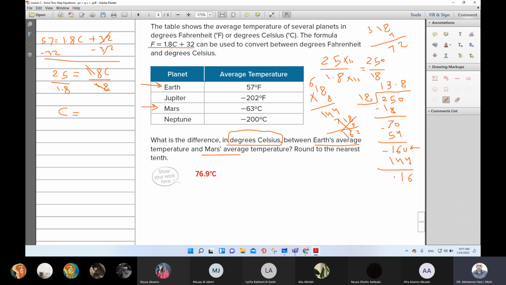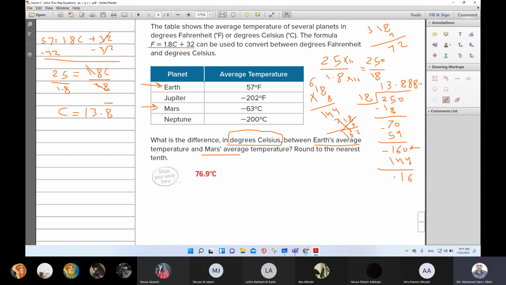So this means 13.8888, a repeating number. So C equals 13.8 with bar notation. Then we want to subtract the Mars value, which is minus 63.